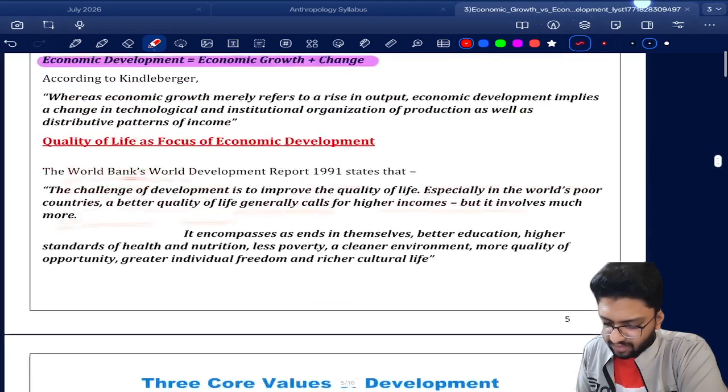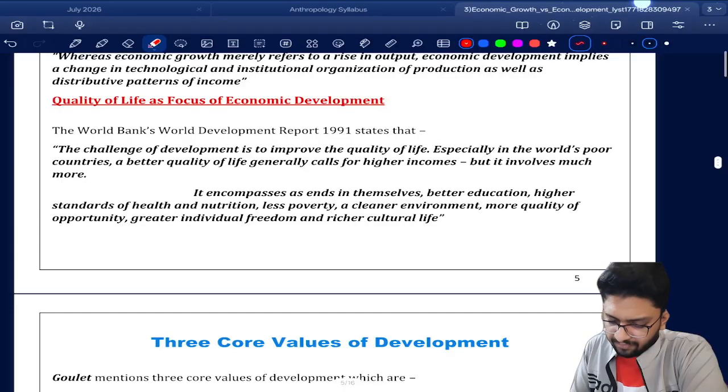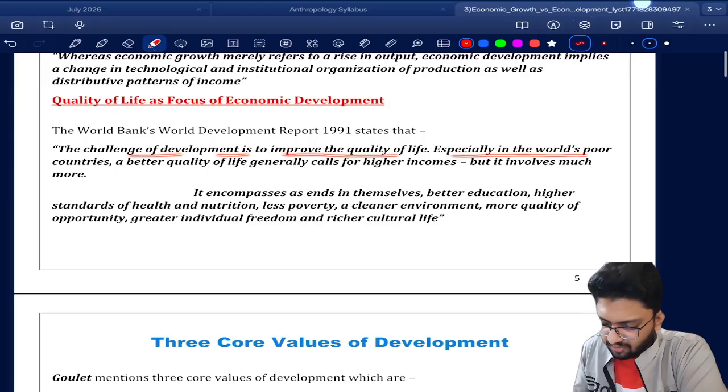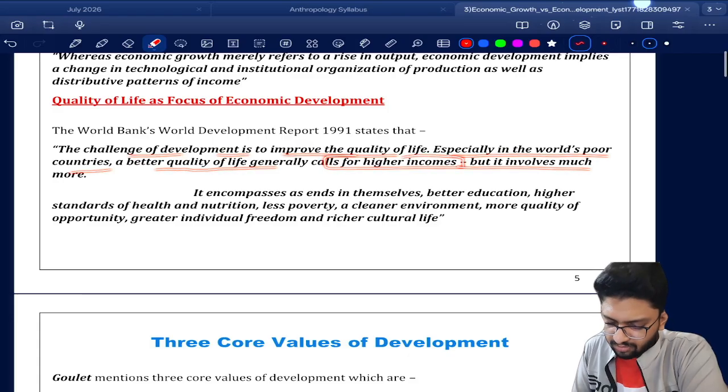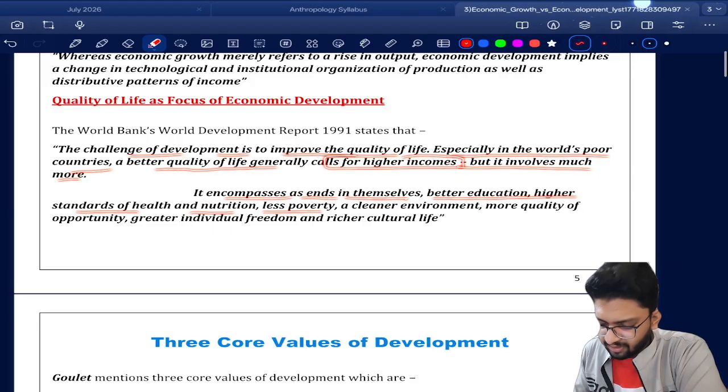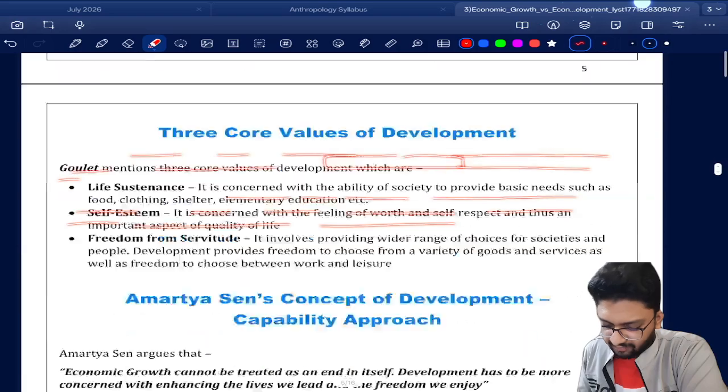Quality of life as focus of economic development. The challenge of development is to improve the quality of life, especially in the world's poor countries. A better quality of life generally calls for higher incomes, but it involves much more. It encompasses, as ends in themselves, better education, higher standards of health and nutrition, less poverty, a cleaner environment, more equality of opportunity, greater individual freedom, and richer cultural life.